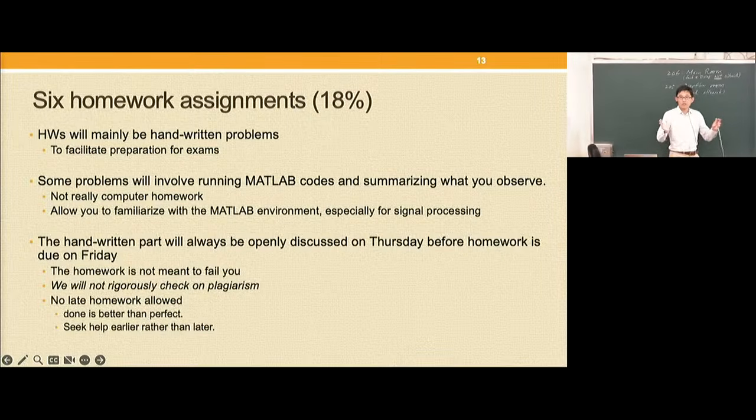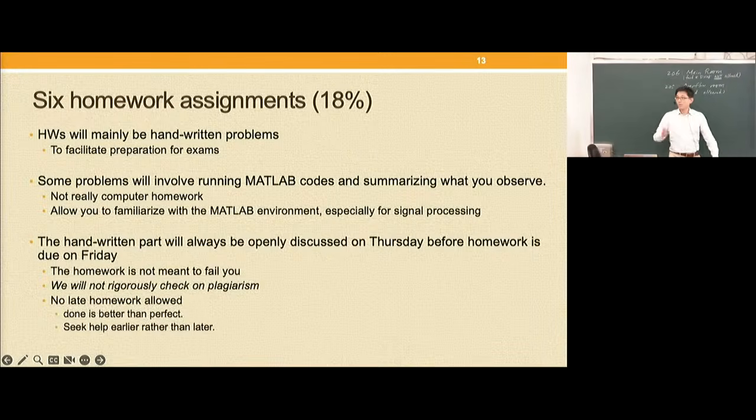So I think that's a better kind of spirit to foster within this community, right? We want to be openly sharing our ideas, and we want to not mind that people copy my idea. This is just an undergraduate course, right? So the homework really is not meant to fail you, and therefore we will not rigorously check plagiarism. 抄袭啊, plagiarism. It's a bit strange, but here I'm promising you we will not rigorously check plagiarism.